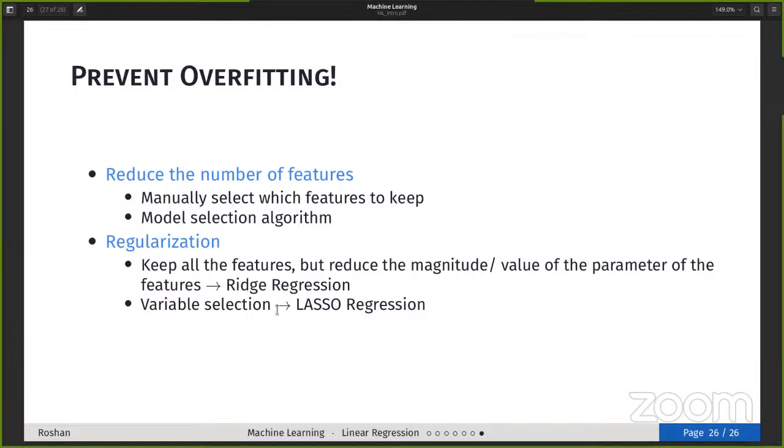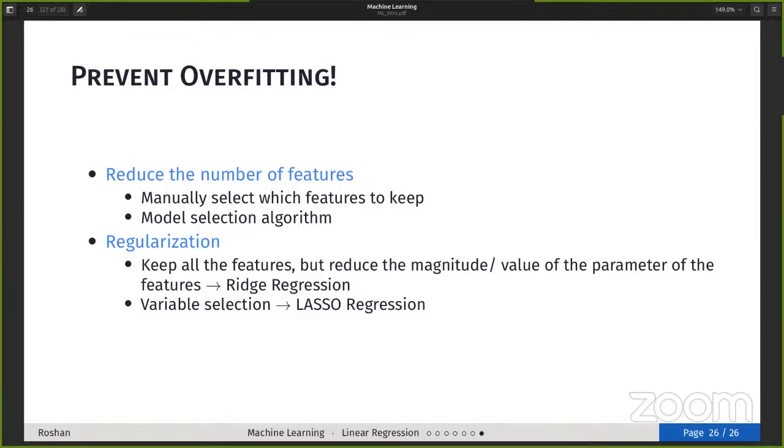Then there is something called lasso, where you do variable selection, where you set some of the parameter values to be zeros. That's where your variable selection comes into picture here.